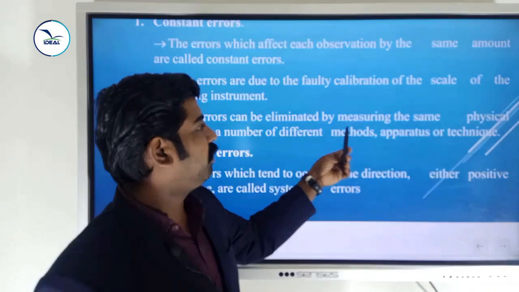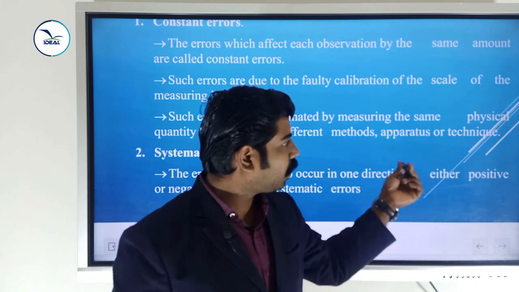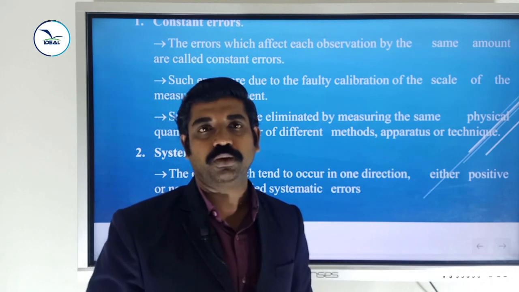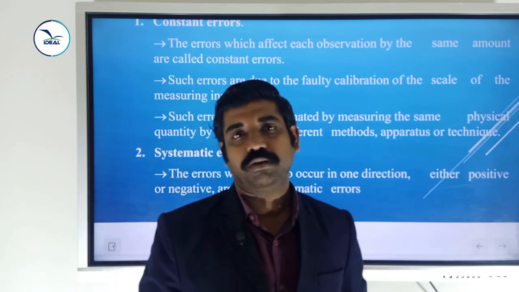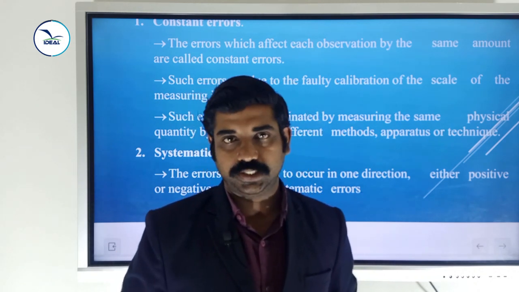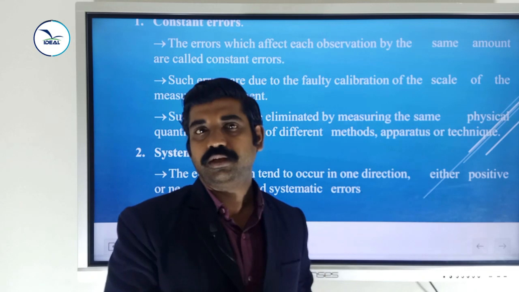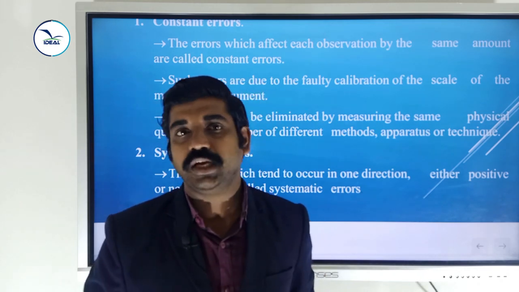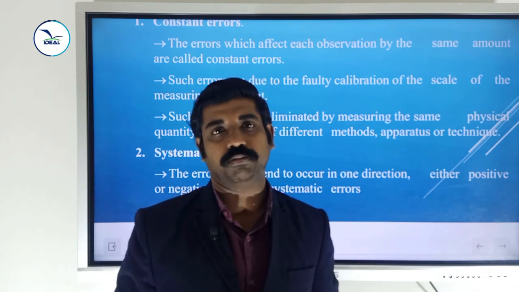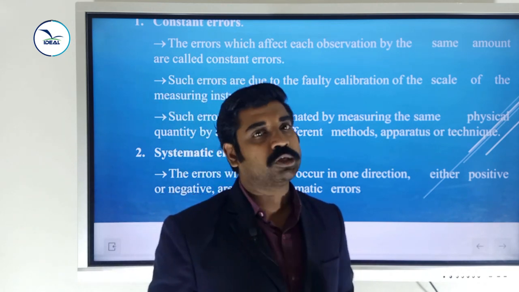Such errors can be eliminated by measuring the same physical quantity by a number of different methods or apparatus. So we can reduce those errors by measuring that quantity using some other apparatus or some other methods. That is called constant error. So constant error is due to which problem? Calibration problem of a device. That error is constant. If you are measuring anything by using that instrument, there will be the same error. So that is called the constant error.